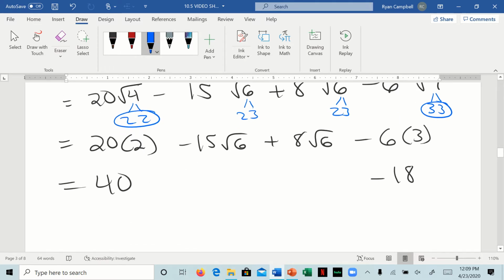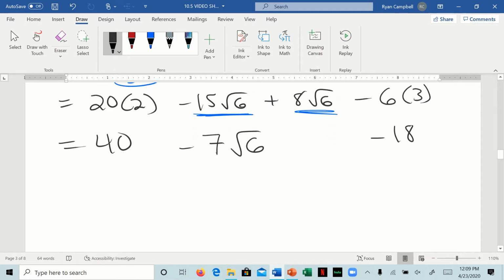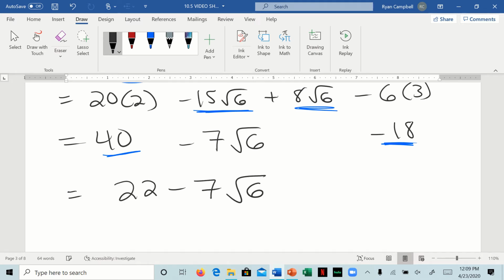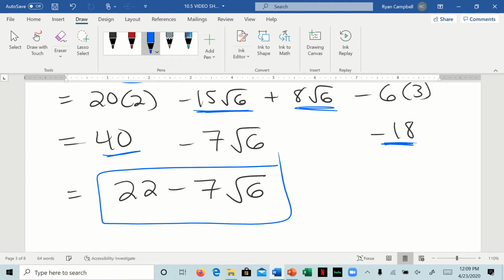Now notice we can combine the negative 15 square root of 6 and the 8 square root of 6, because we have square root of 6. So same radical expression. So negative 15 plus 8 is negative 7. So we get negative 7 square root of 6. And now we can just combine the constants. So 40 minus 18 is 22. So we get 22 minus 7 square root of 6. That's the final answer.